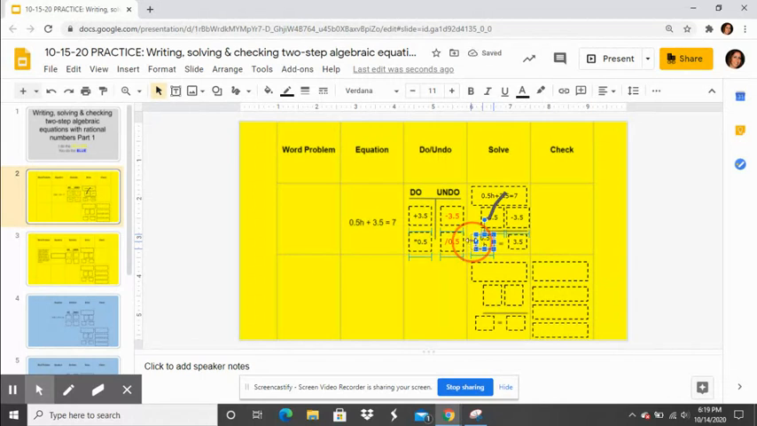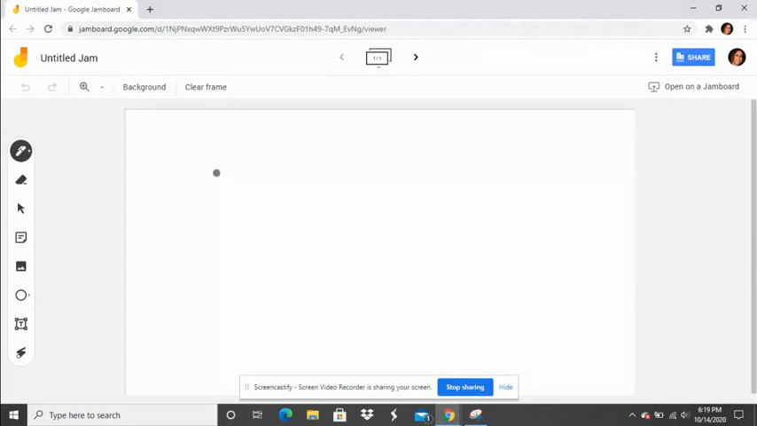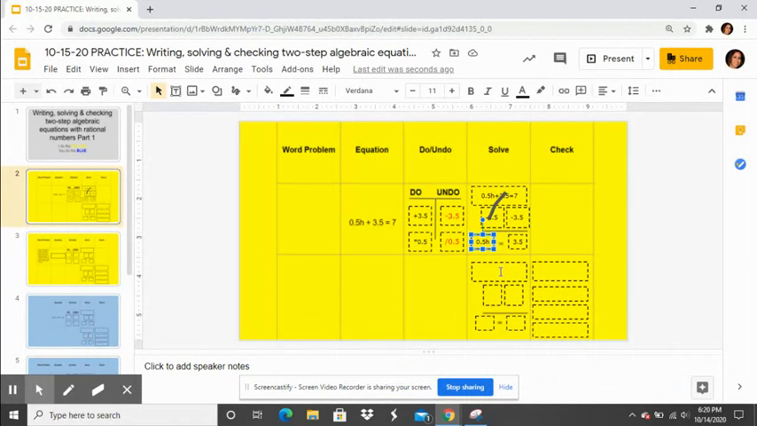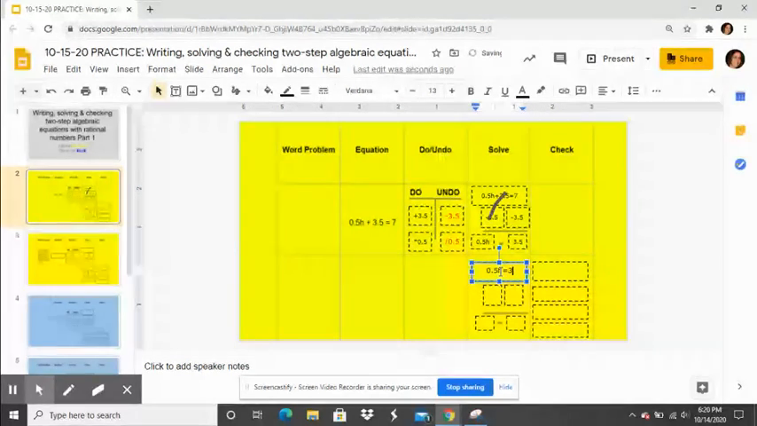Let's finish that. Okay, so now I have to actually calculate 7 minus 3.5. So when I do that, I'm going to do 7. I need to make a decimal and a 0 because when I subtract decimals, I have to line up my decimals. I'm going to borrow here, and that would be 3. 10 minus 5 is 5. So 3.5 is what I end up with. So I have 3.5. Over here, I'm going to copy my new equation.